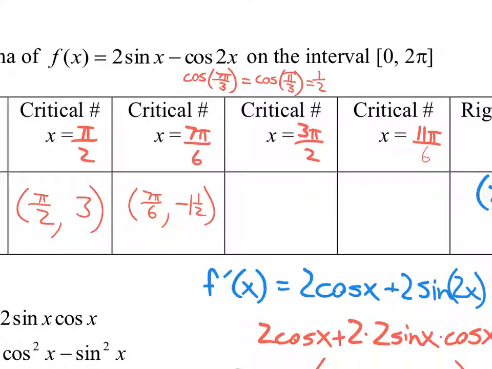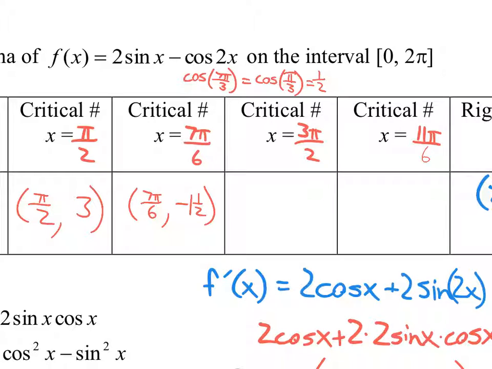Mr. Hickson, where does the 2x in cosine go? I multiplied 7 pi over 6 by 2, so it's 7 pi over 3. Negative 1 and a half? Yeah, negative 1.5.